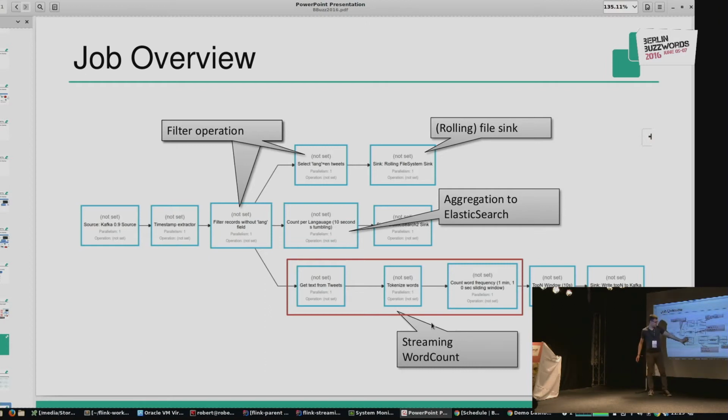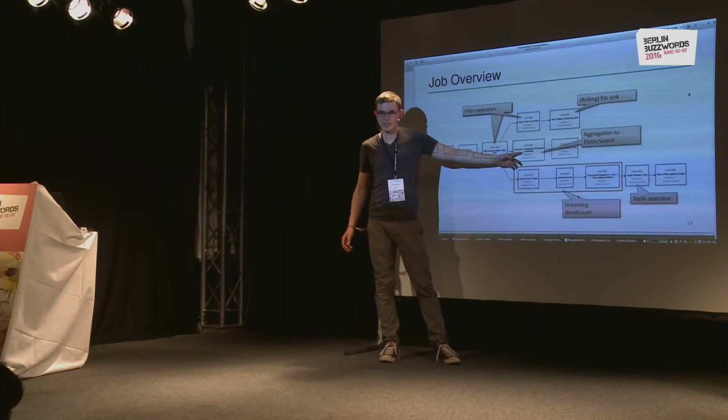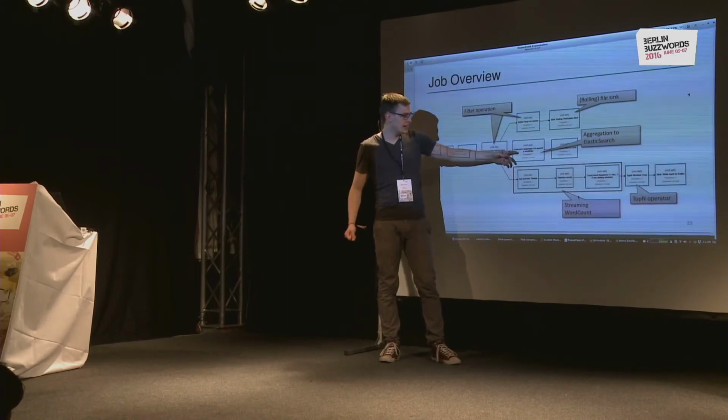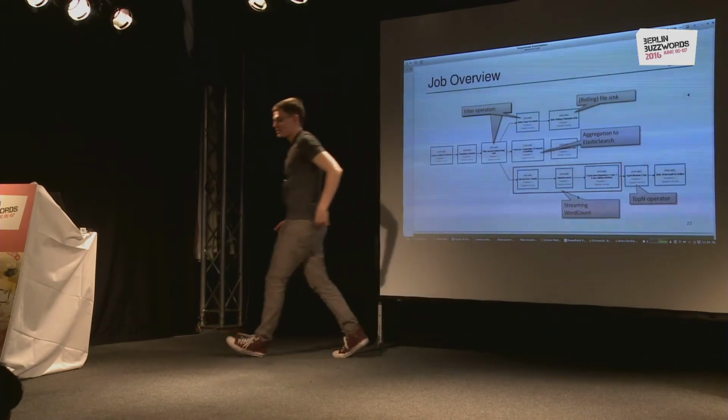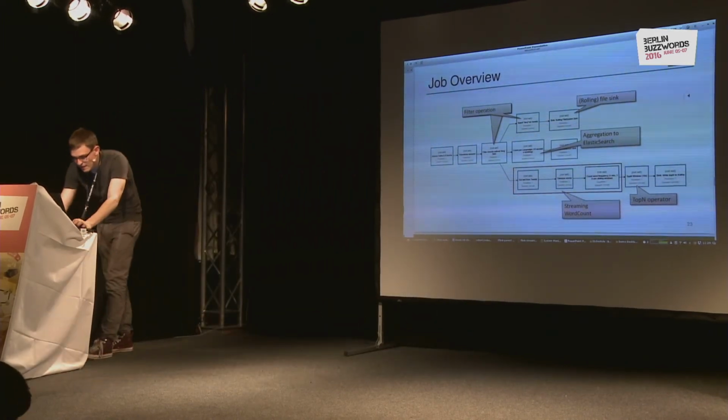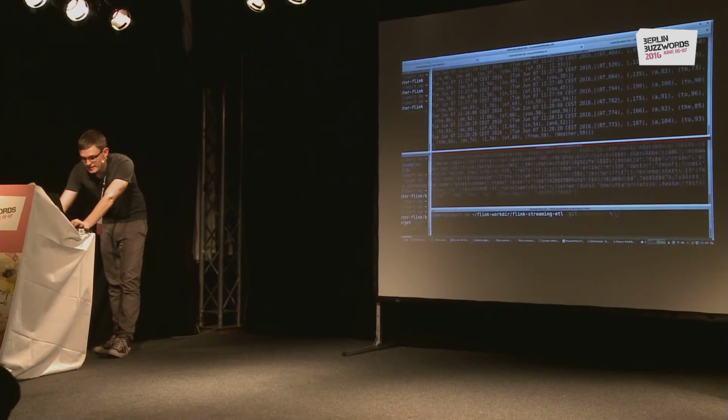We've looked at this one. Here's the Kafka sink, which is writing the top N to Kafka. This is the aggregation to Elasticsearch. There we have this 10-second window, which is counting the frequency of the languages and writing it to Elasticsearch. And this is the rolling file sink. So we can also take a look into the rolling file sink.